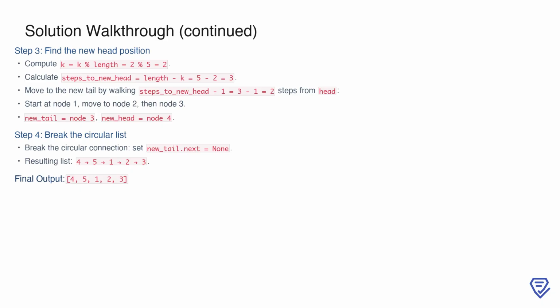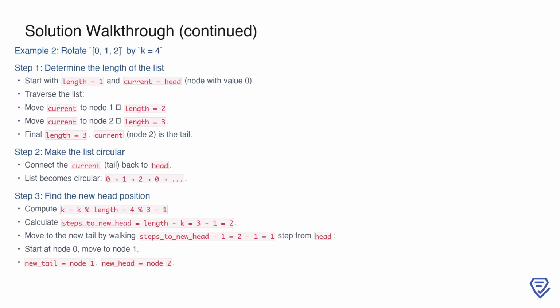Then, we calculate how many steps to walk from the current head to locate the new head. The formula is steps_to_new_head equals length minus k, which gives us 5 minus 2 equals 3. To find the new tail, we walk steps_to_new_head minus 1 steps from the current head. Starting at node 1, we move to node 2, then to node 3. This makes node 3 the new tail, and the node immediately after it, which is node 4, becomes the new head. Finally, we break the circular connection by setting new_tail.next to None. The resulting list is 4, 5, 1, 2, 3, which matches the output 4, 5, 1, 2, 3.